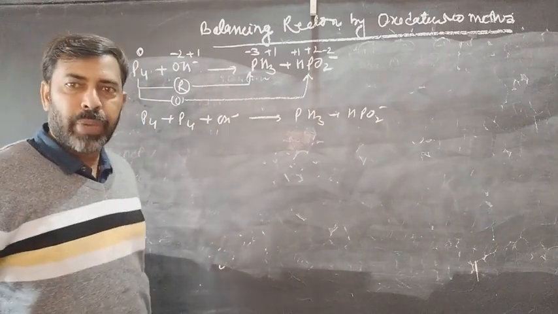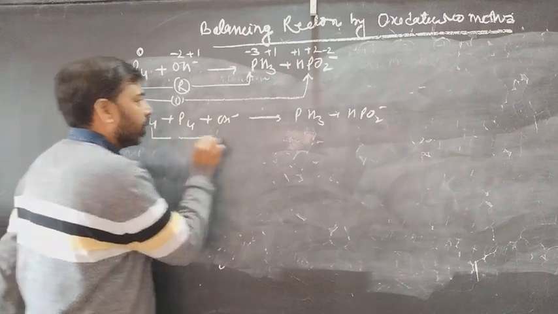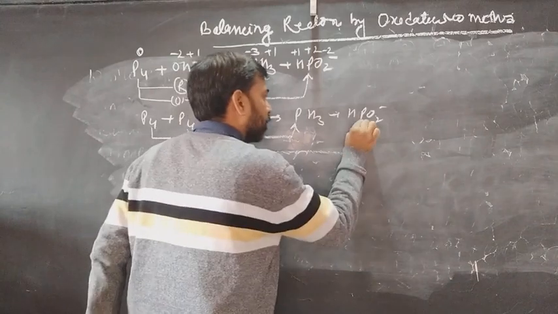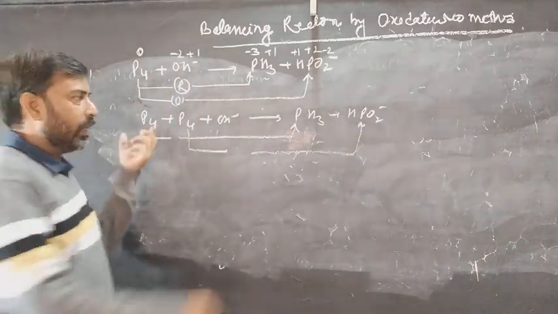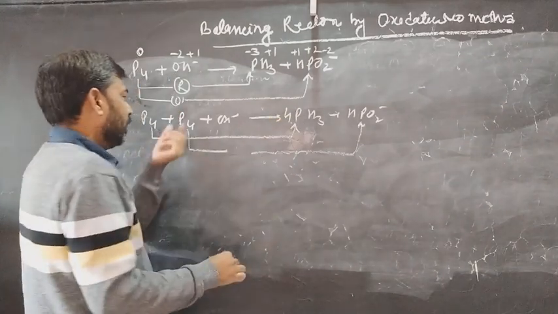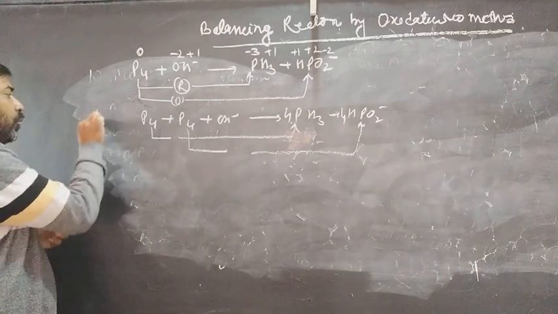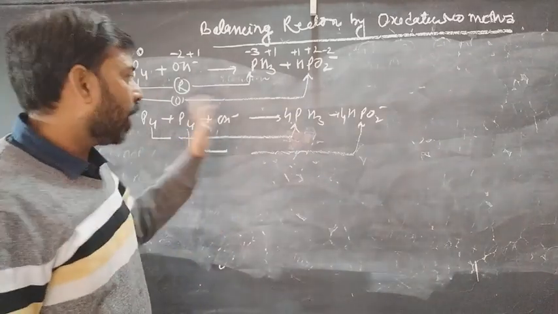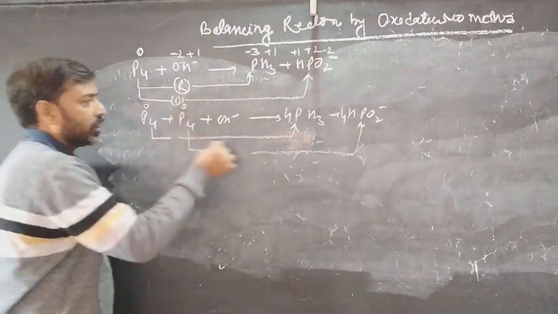Now balance the phosphorus for the oxidation and reduction half. So this is the reduction half and this is the oxidation half. Balance it. There are a total of 4 phosphorus here, so we made it 4PH3, and here there are 4 phosphorus, so this becomes 4HPO2. The phosphorus is balanced. Now find the variation in oxidation state. 0 0, I am just writing the oxidation state of the element which is undergoing oxidation or reduction.